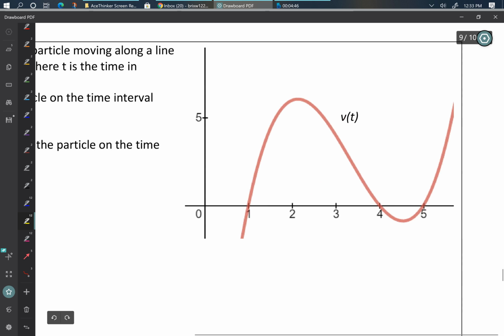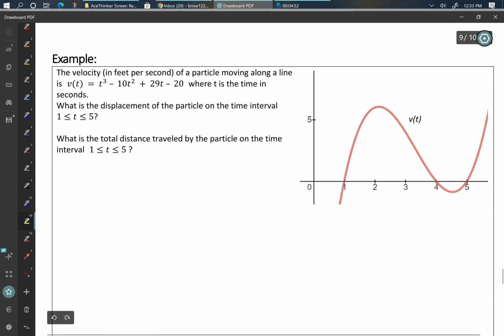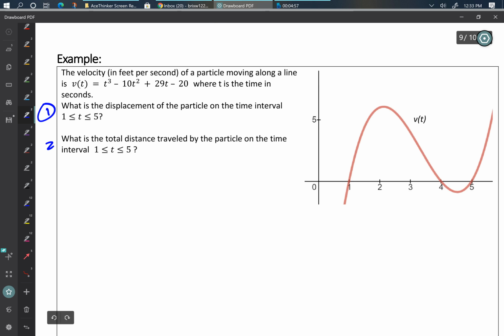Luckily for us, we have this lovely picture over here to represent the function v of t on that time interval. All right, so first things first. We have two questions here. I'm going to label them 1 and 2. We're going to answer number 1 first.